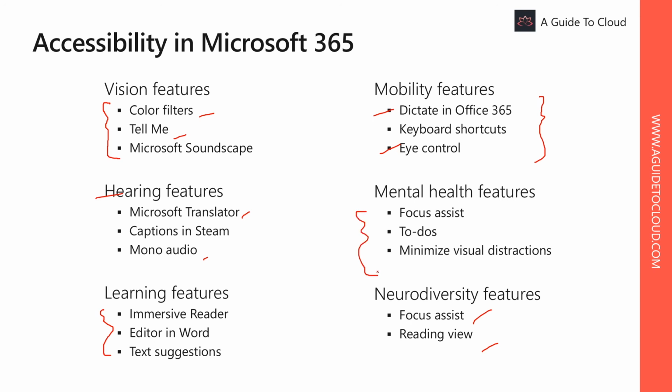For mental health, it offers multiple options like Focus Assist, To-Do, minimizing your visual distractions, etc. Again, Focus Assist blocks alerts and notifications so you can get things done without any distraction. To-Do, OneNote, and Outlook work together to help you stay organized.